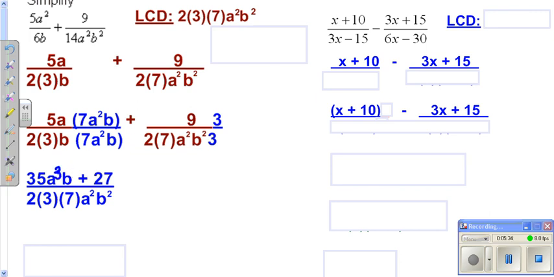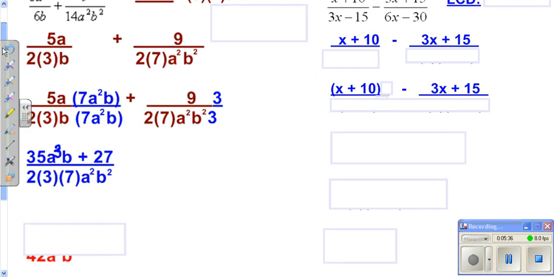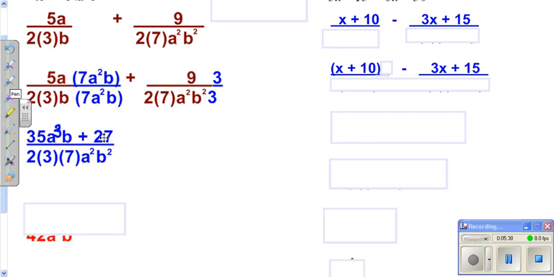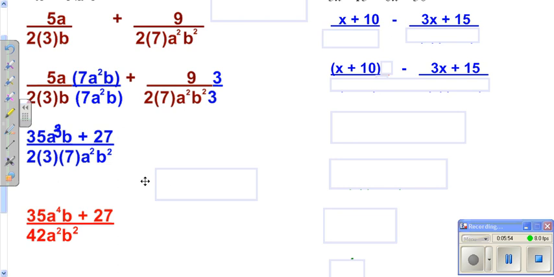And then we want to see if we can do any simplification. Do we have any common factors on the top that we could pull out? Well, 35 is only a 5 times 7. Neither one of them goes into 27, so there's nothing we can do to pull out any common factors on top to see if it would drop with what's on the bottom. So there's nothing we can do there.